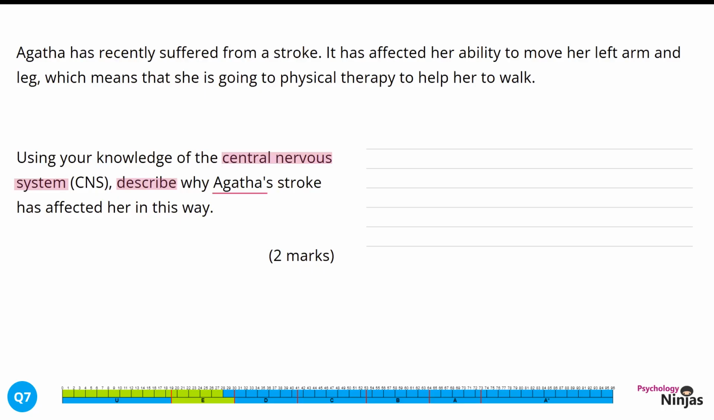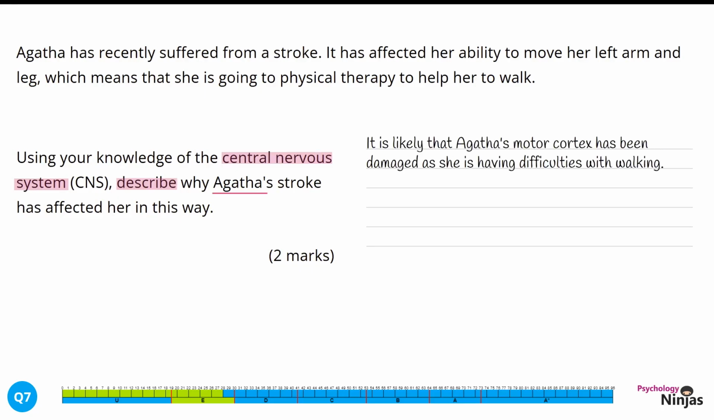Let's explore our response. It is likely that Agatha's motor cortex has been damaged as she is having difficulties with walking. We've identified the role of the motor cortex, but it's more important here that we've talked about her difficulties with walking. We can tick this off in terms of our STEM to show our application skills. We want 2 different parts of the STEM for our 2 marks for application. Let's move on to our second mark.